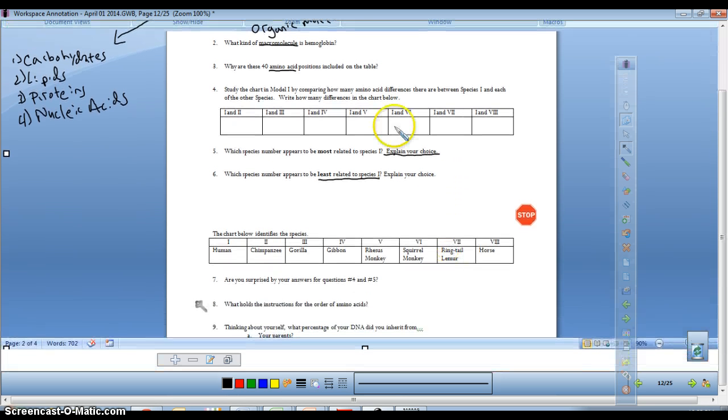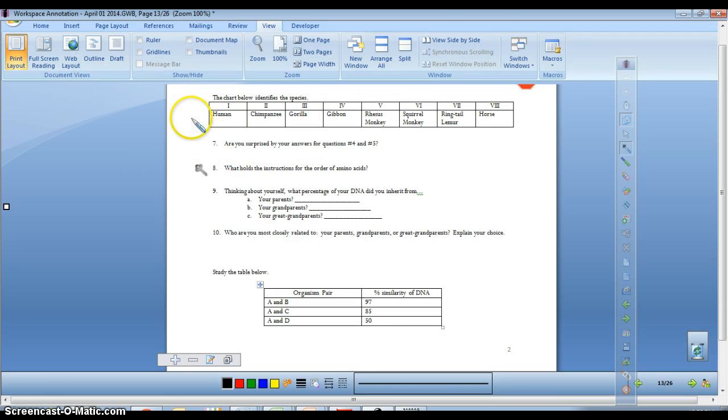Okay, so let's look at this. Here, the chart below identifies the species. Organism 1 is a human, organism 2 is a chimp, organism 3 is a gorilla, organism 4 is a gibbon, organism 5 is a rhesus monkey, organism 6 is a squirrel monkey, organism 7 is a ringtail lemur, organism 8 is a horse. Okay, so let's look at these questions. Are you surprised by your answers for 4 and 5? Write down what you think.